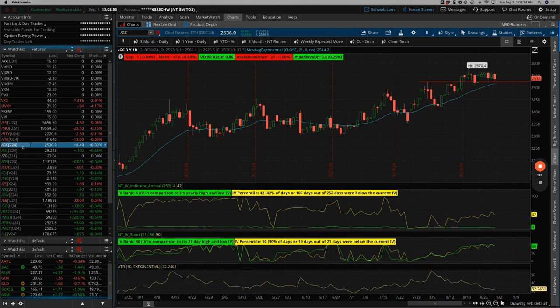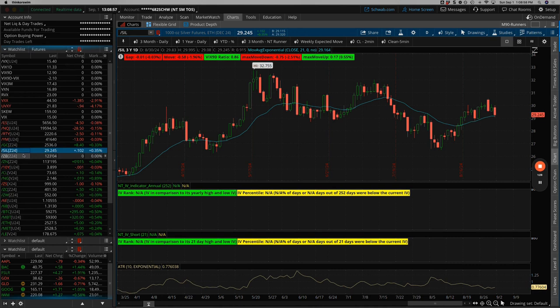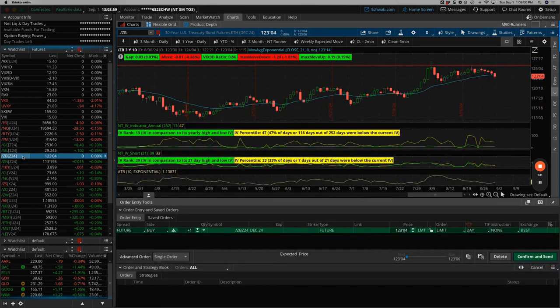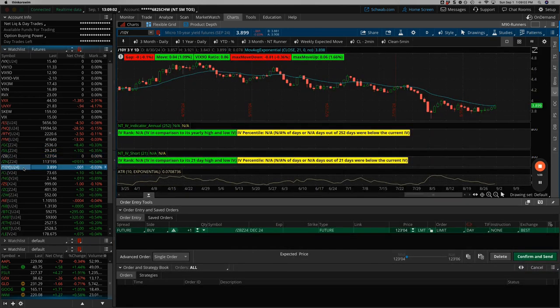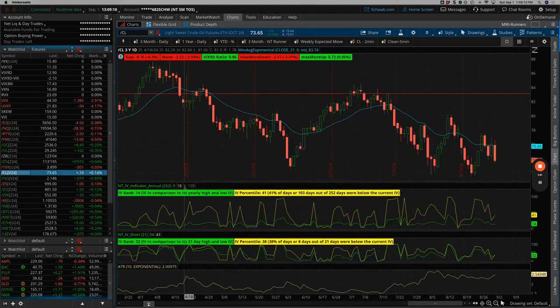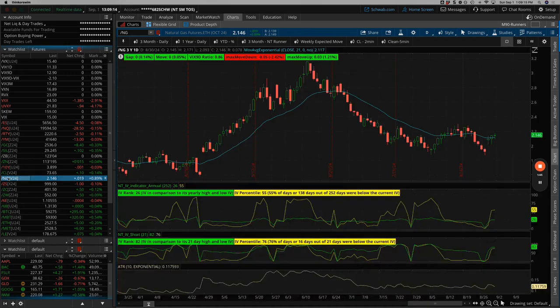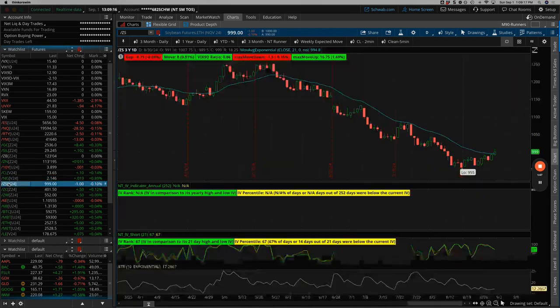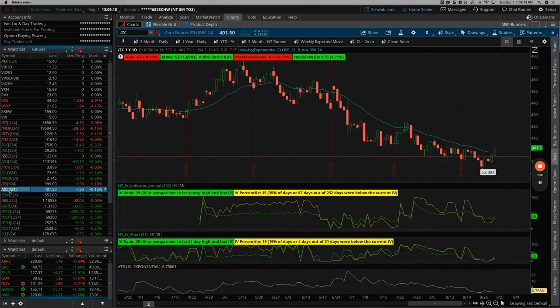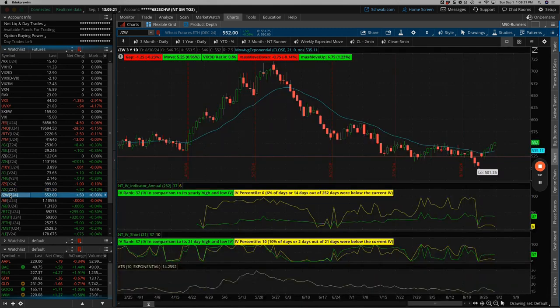Gold sideways, just below its all-time highs. Silver, a little choppy sideways as well. Notes and bonds lower, 10-year yield pushing up and settling in at 3.899. Oil, a little bit back and forth. Natty gas, a little bit of a bump this week to the upside. Soybeans up, corn up, wheat up for the week.